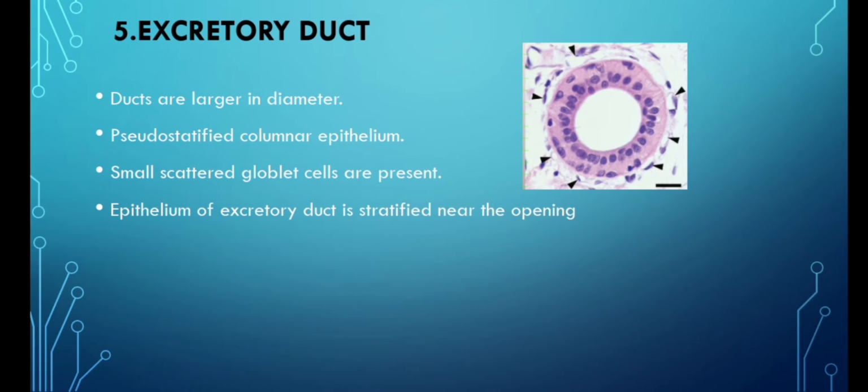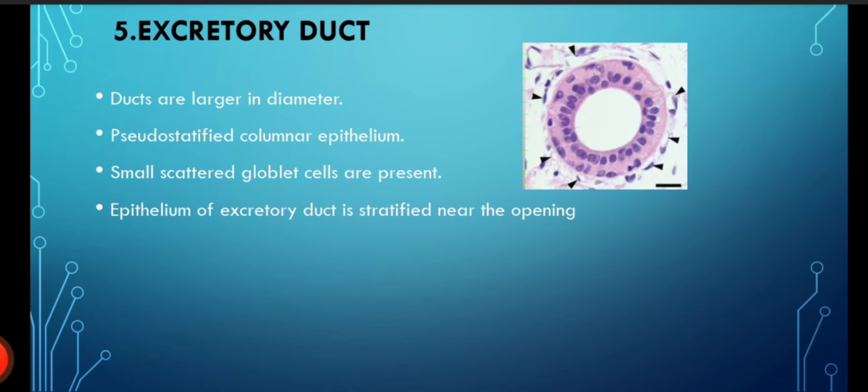The last duct is the excretory duct, and this duct finally opens into the oral cavity. The main identification of this duct is that it is larger in diameter. The shape of these cells is pseudostratified columnar epithelium. Small scattered globlet cells are present in it. The epithelium of the excretory duct is stratified near the opening.